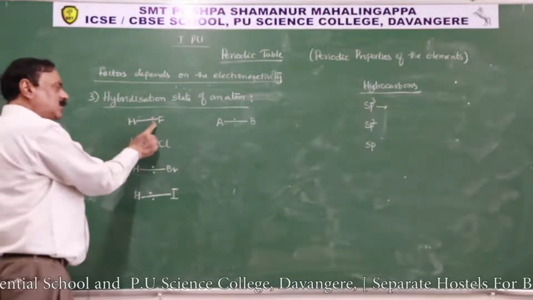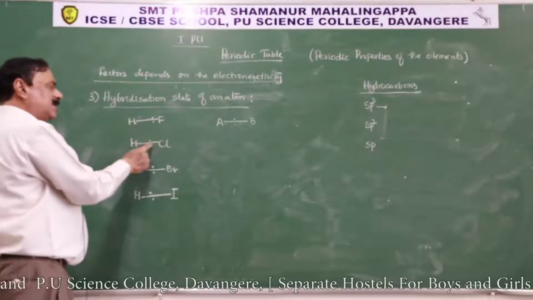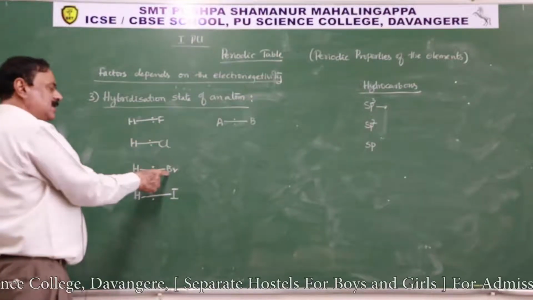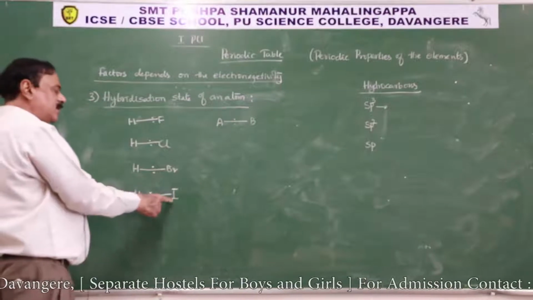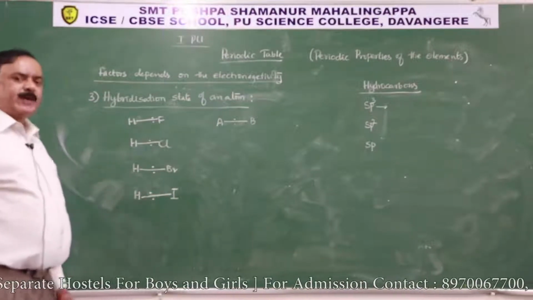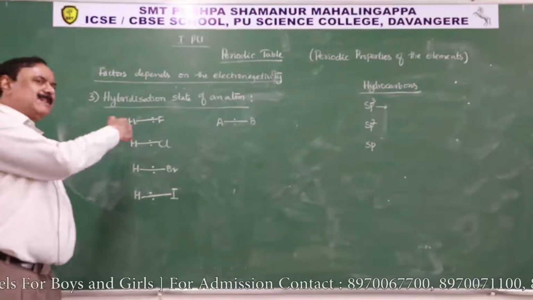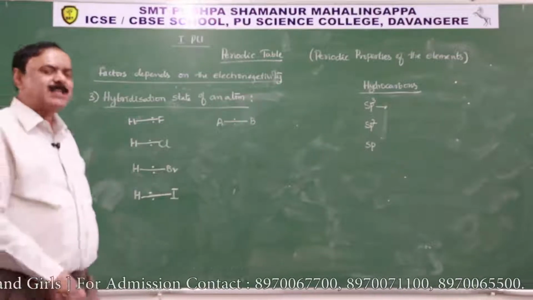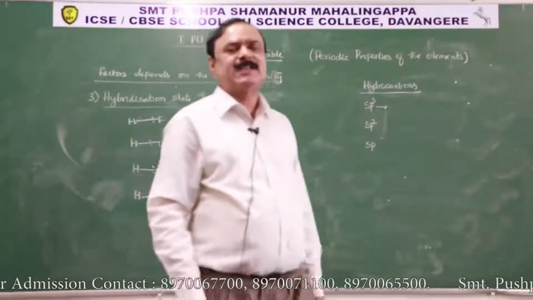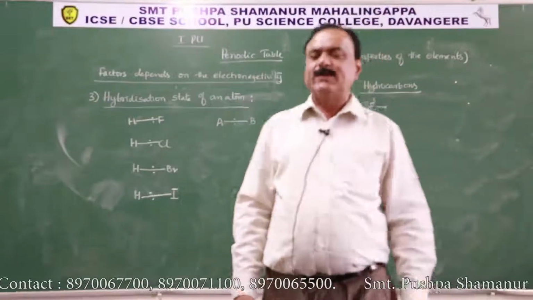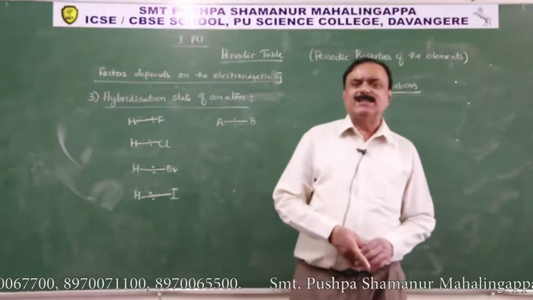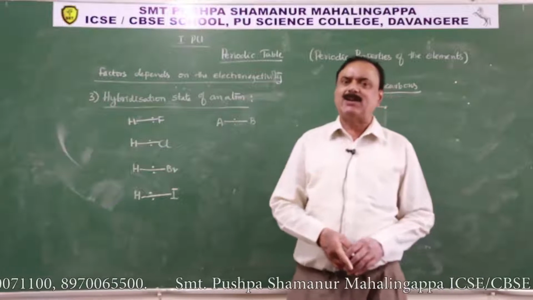See the location of the shared electrons. Shared electrons are very close to the fluorine atom, at some distance from the chlorine atom, more distance from the bromine atom, and maximum distance from the iodine atom. As we previously discussed, all depends upon the atomic size. Smaller the atomic size, higher the electronegativity. Therefore, electronegativity is inversely proportional to atomic size, which we already discussed.